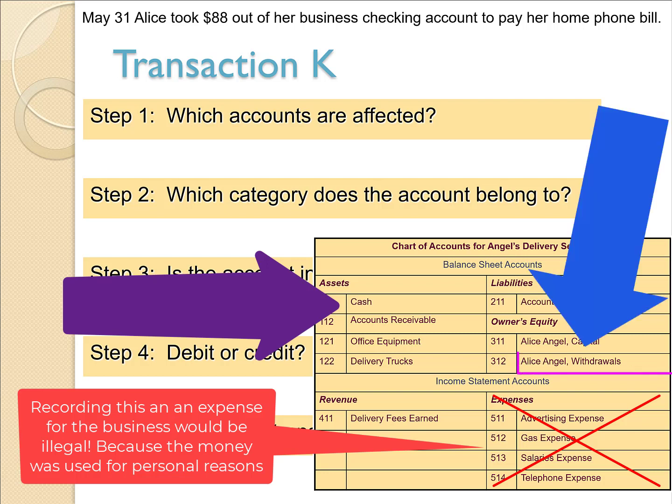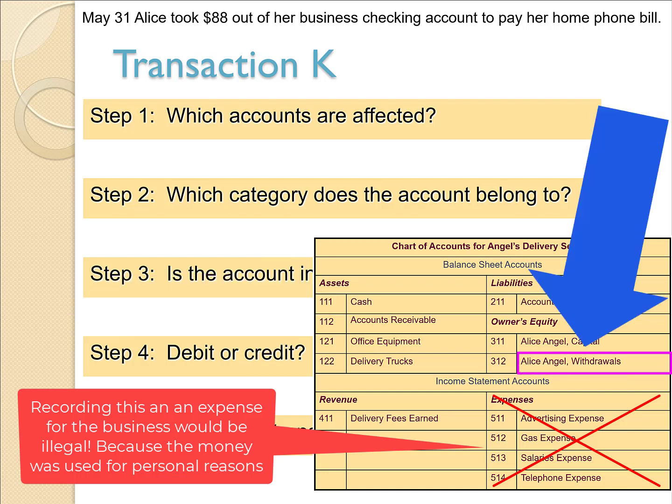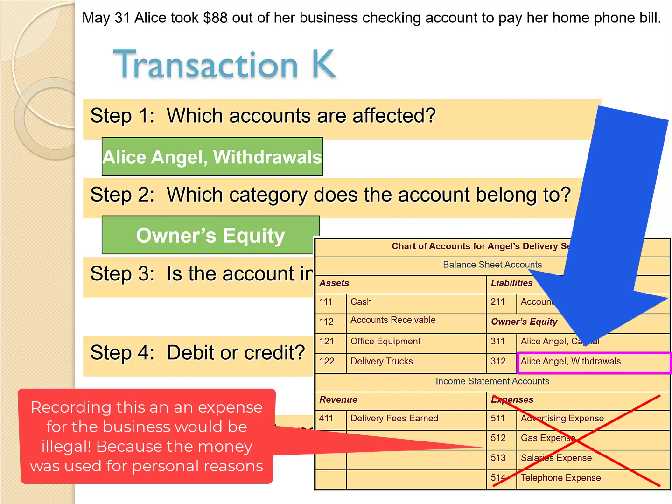So this is a withdrawal. So let's start with a withdrawal account. Alice Angel, comma, withdrawals. What category does the account belong to? It's an owner's equity account. And is the account increasing or decreasing? So does she have more withdrawals or less withdrawals? She has more withdrawals. So withdrawals are like expenses and revenues. They almost always increase. They almost never decrease except at the end of the accounting period, which we will see in Chapter 4.